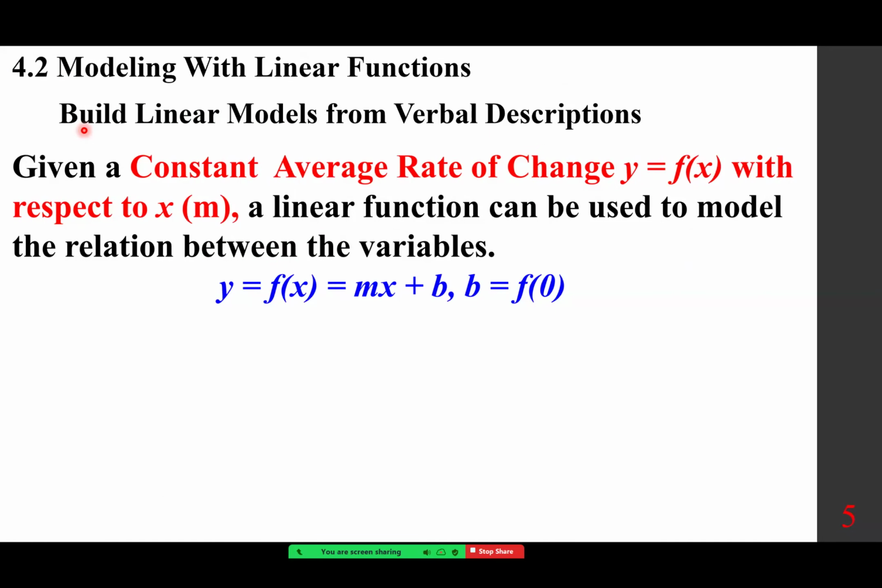All right, so build linear models from verbal descriptions. Given a constant average rate of change of y equals f of x with respect to x, which is known as m, the slope, a linear function can be used to model the relationship between the variables. y equals f of x equals mx plus b. b, or f of 0, is the y-intercept.